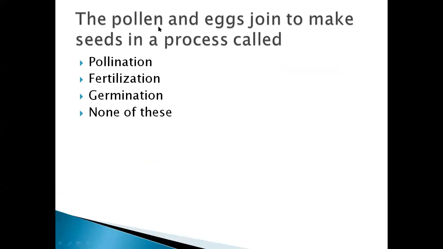Question number 1. The pollen and egg join to make seed in a process. This process is called pollination, fertilization, germination, or none of these. It means this is fertilization, because in pollination, pollen transfers from the male part to the female part, and in germination, the seed germinates and changes into a new plant. Fertilization is a process in which pollen and egg join together and make seed. So we take the answer, fertilization.